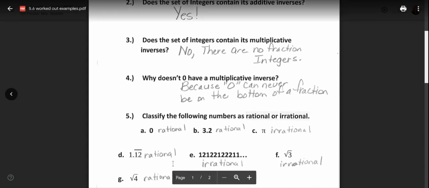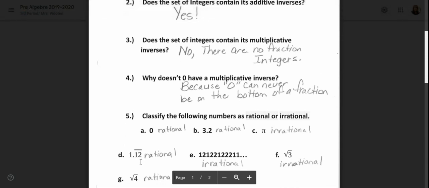All right. 1.12 is rational. We learned how to change repeating decimals into a fraction, and a rational number is anything that we can change into a fraction. So we know that's true. Okay. Now, this number may look like it repeats, but if you look carefully, it doesn't repeat. It may have sort of a pattern, but not really, so it's considered irrational. Now it's kind of tough. We're not going to really talk about numbers like that too much.